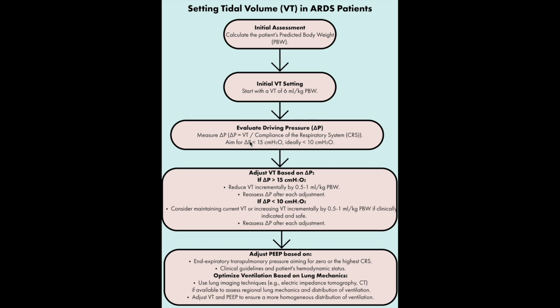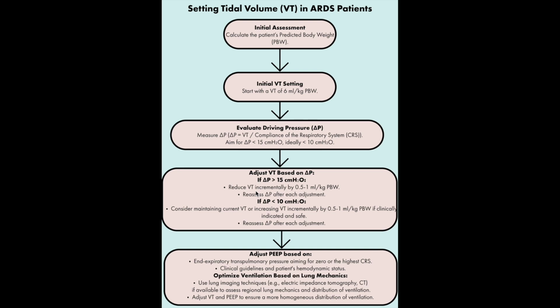If it is more than 15, reduce the tidal volume by 0.5 or 1 ml per kg of the predicted body weight. Now reassess the change in the delta pressure, or the driving pressure, and adjust accordingly. If the driving pressure is less than 10, then you can increase the tidal volume as well, from 0.1 to 1. But keep in mind that you have to keep on measuring the delta pressure and not allow it to go beyond 10.